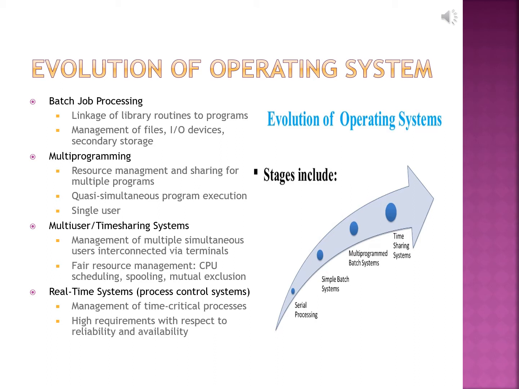Multitasking brought challenges to manage input-output operations required by multiple jobs, which vendors resolved with interrupts. Now, here we can see the first stage of evolution is batch job processing that includes linkage of library routines to program, management of files, input-output devices, and secondary storage.